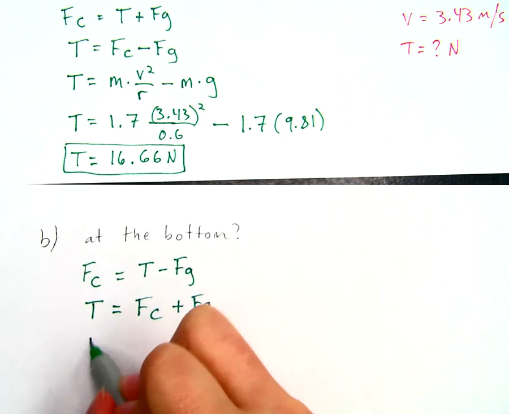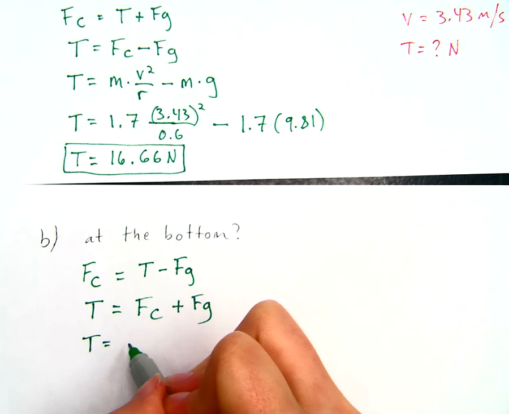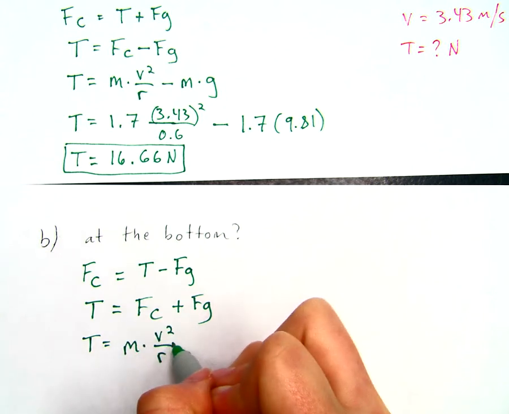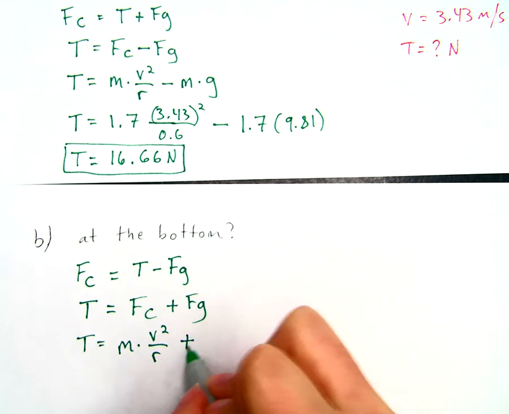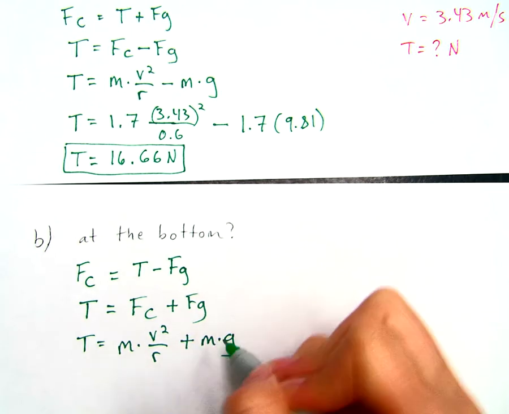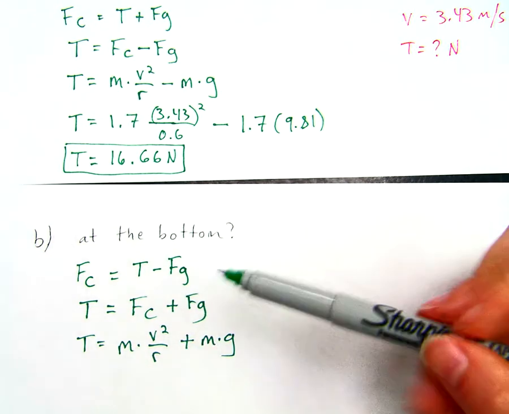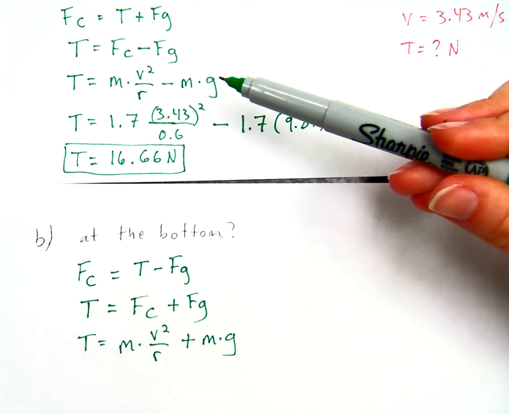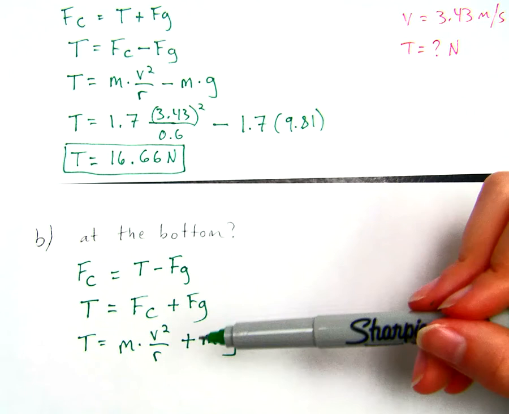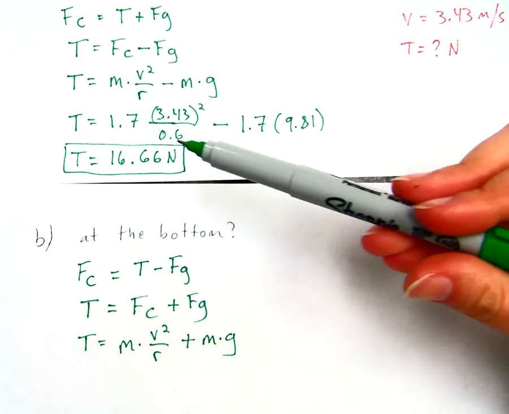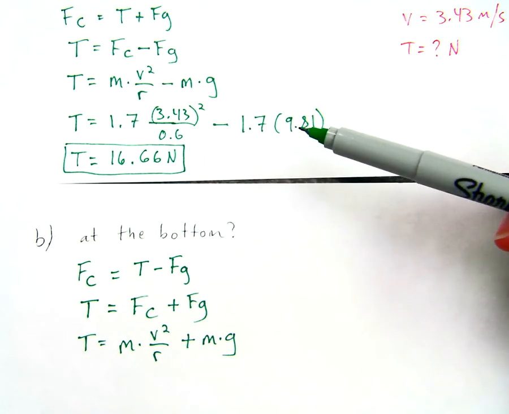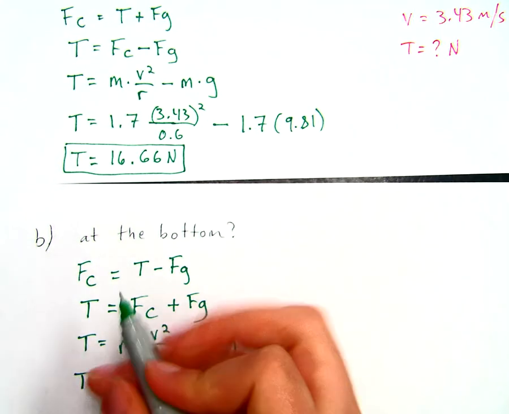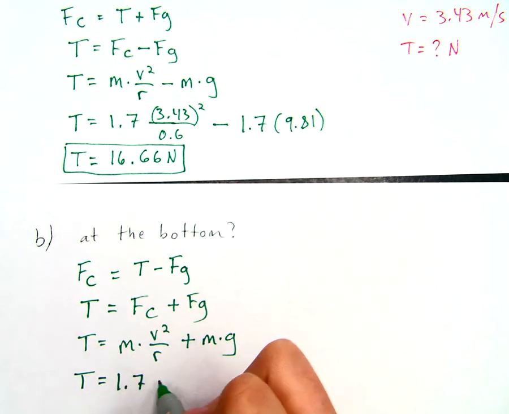We're going to substitute in what we know, and so we know that Fc is mass times v squared over r. This is still that centripetal acceleration, and we're going to add m times g, which we know is the force due to gravity. So if you look, this here is identical to this with the exception of the sign change. So when you plug in your numbers, it should be this exact equation, but adding instead of subtracting. So I'm going to quickly jot that down.